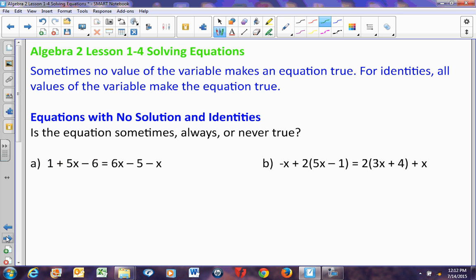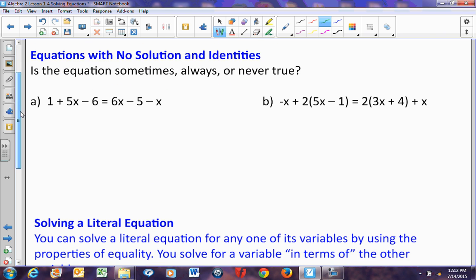Moving on. Sometimes no value of the variable will make an equation true. For identities, all values of the variable will make the equation true. So let's take a look at some equations which will have either no solution or infinitely many solutions. It says, is the equation sometimes, always, or never true?